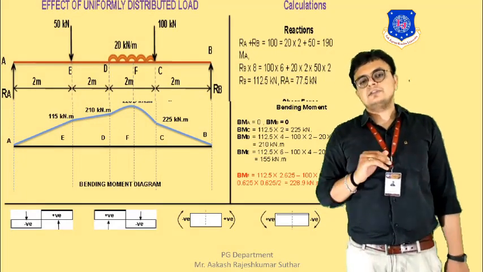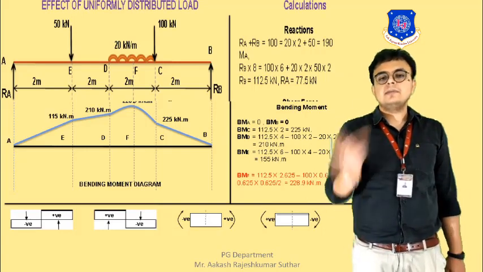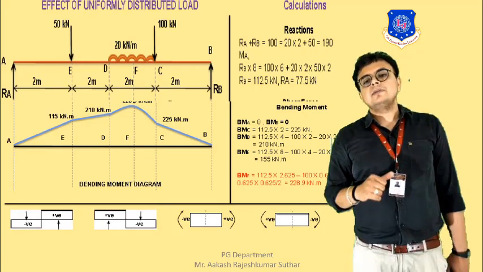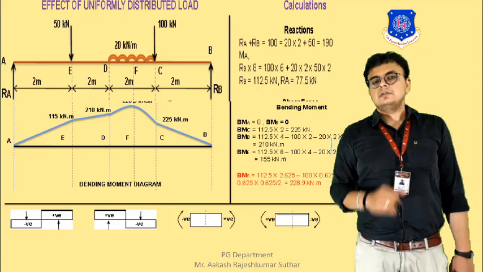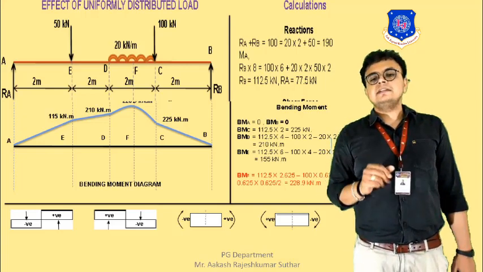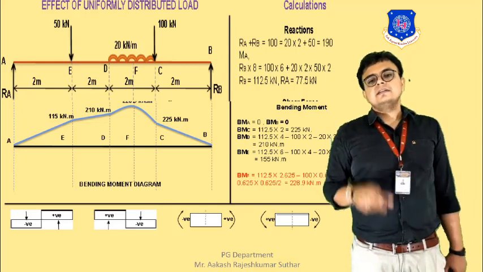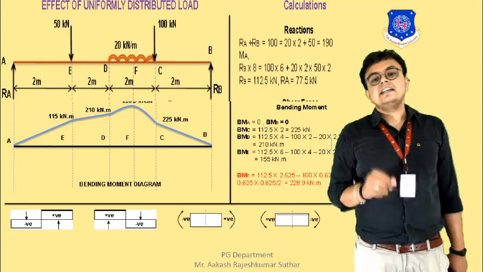Now it's time for the bending moment. Bending moment at the ends will be equal to 0. Bending moment at A will be equal to 0. Bending moment at B will also be equal to 0. So now what we need is to find the bending moment at E, C and D and F.